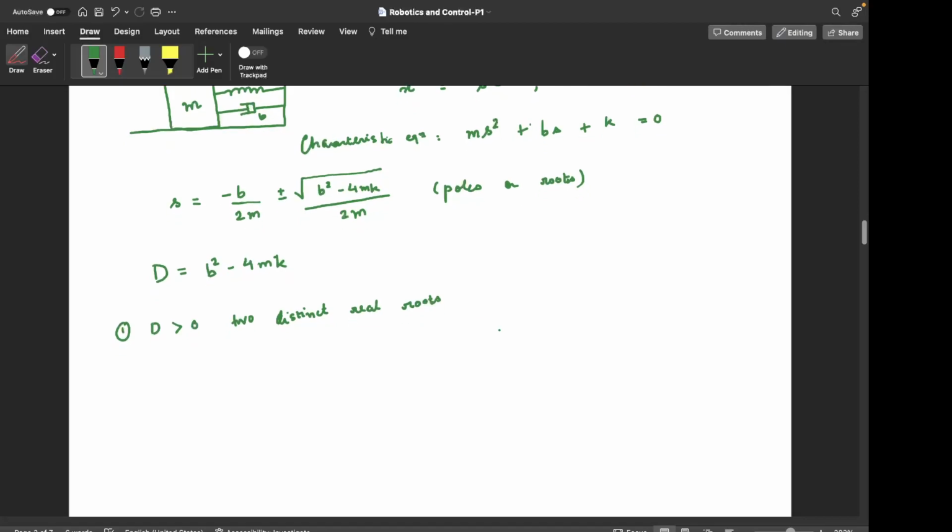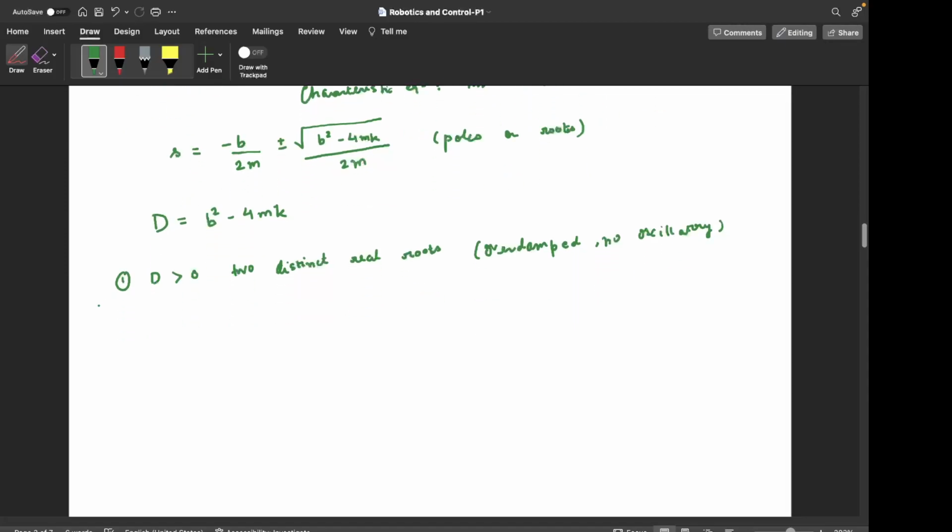Right, so two distinct real roots. This is the case which we call overdamped. And in this case, there are no oscillations. So basically this is supposed to be an oscillatory system, right? You would expect some oscillatory response here, but in case of overdamping, there are no oscillations.